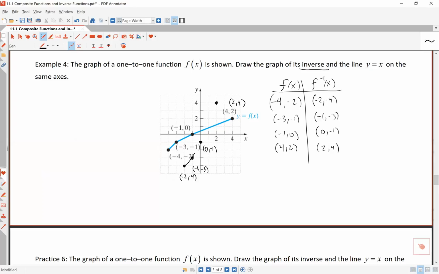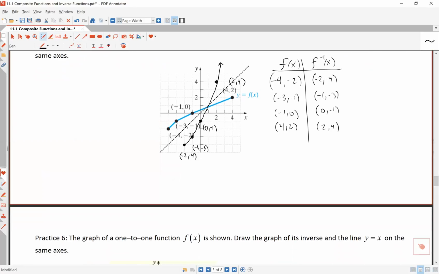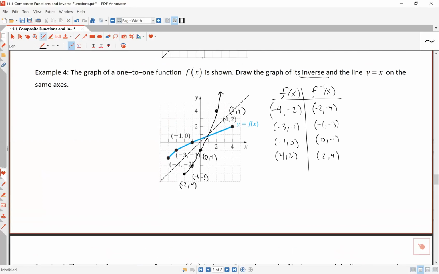And now we connect those dots. And we still see that this graph has been reflected about the line y equals x. Draw the graph of its inverse and the line y equals x on the same axes.